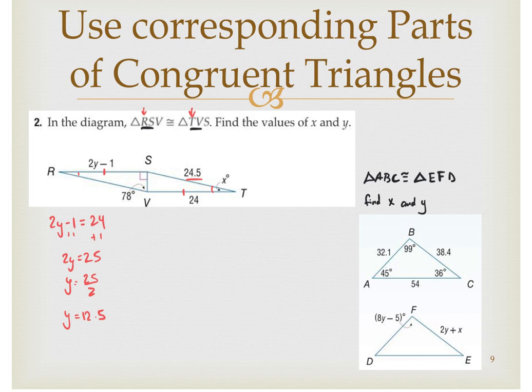Now for the angle. I don't know what angle R is, but I can easily figure this out. This is a right triangle, and one of our corollaries we learned the other day was that in a right triangle, the two acute angles are complementary. So I know that R and V, or R and RVS, have to be complementary. So I'm going to do 90 minus 78, and that will give me 12. 12 is equal to R. That's R's measure, which means that X is equal to 12. And there you have it.